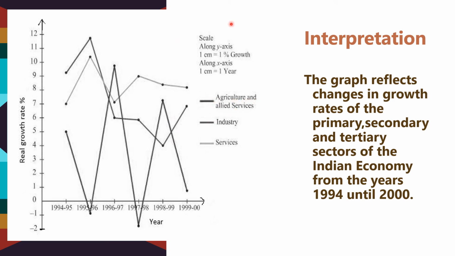You see so beautifully it has been shown, the scale has been shown that 1 centimeter represents 1% growth, and along the x-axis 1 centimeter represents 1 year, and the diagram has been labeled as well. So when you explain your diagram, the first thing you would do is explain or write down what is shown along the y and x axis, and then go on to explain the changes in the variables that we are talking about.